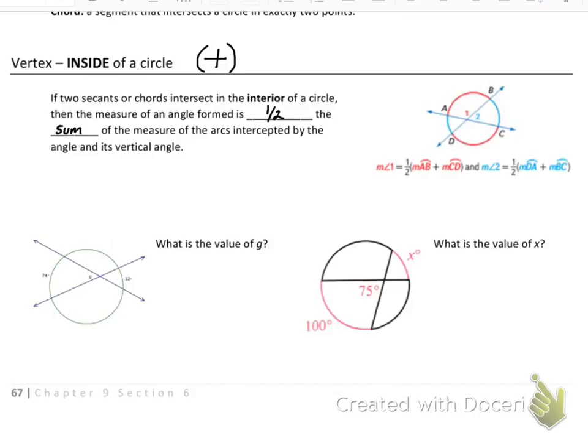What's the value of G? How do I do that problem? I already forgot. I know I just said it, but I kind of forgot what I have to do to get G. Peter? Add 32 and 74 and divide by 2.